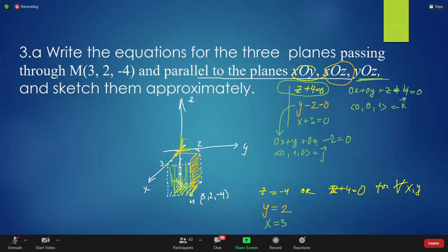And for the third plane, we would have x + 0y, because there's no y in this equation, + 0z + 3 = 0, and the normal vector is (1, 0, 0). That is, the normal vector is i, which means that if the plane is parallel to the yz plane, it will evidently have the normal vector in the direction of the third axis, and so on.